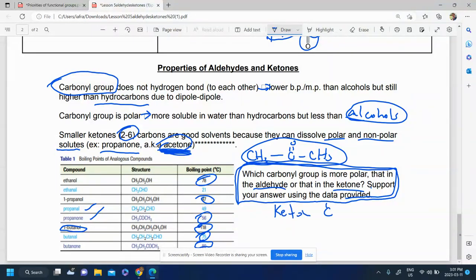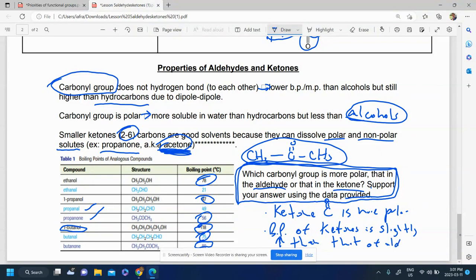Ketone double bond O is more polar. And then the evidence you can use is that the boiling point of ketones is slightly higher than that of aldehydes.